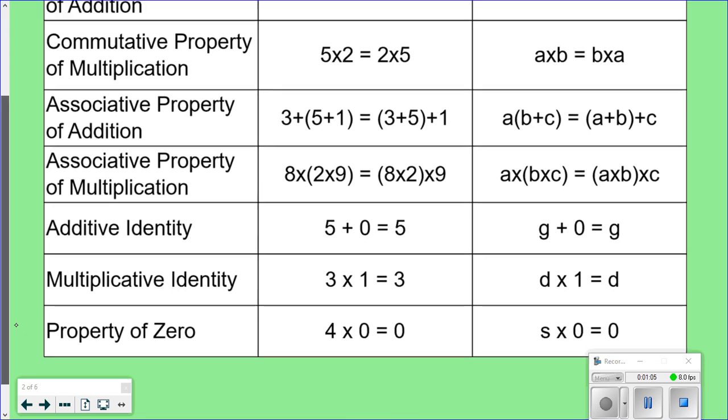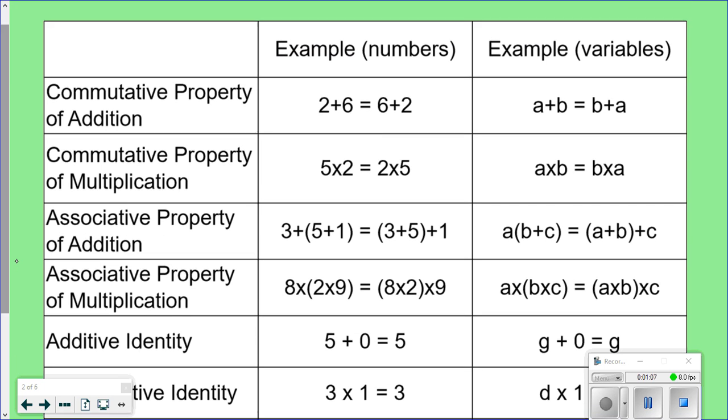All right, I'm going to go back to the top and talk about them a little bit. So commutative property, you can see there's a commutative property of addition and multiplication. Notice that if you look at the examples, it's the same thing. The only thing that's different are the signs. What commutative means is that you can change the order of things and it still equals the same thing. So 6 plus 2 still equals 2 plus 6, and 5 times 2 still equals 2 times 5.